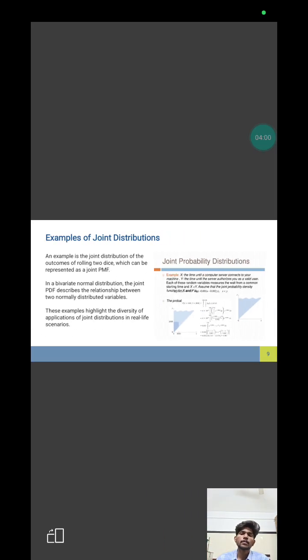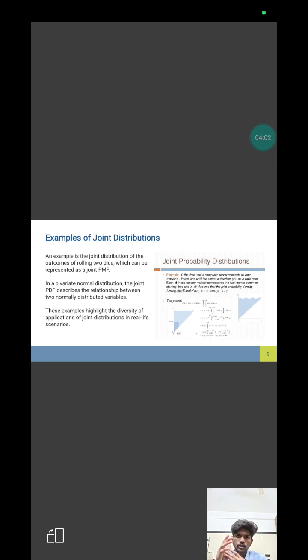Independence of random variables. Two random variables are independent if the occurrence of one does not affect the probability of the other. Mathematically, this is represented as P(x, y) = P(x) P(y) for discrete variables.